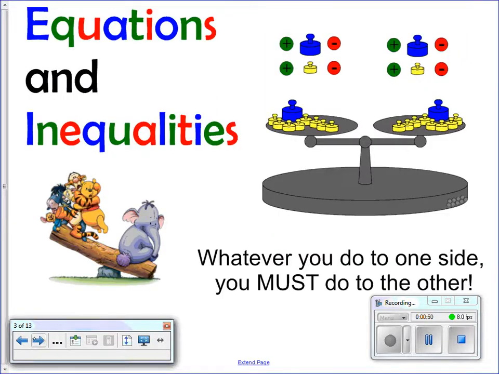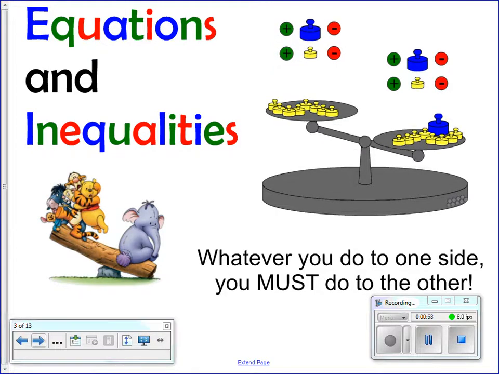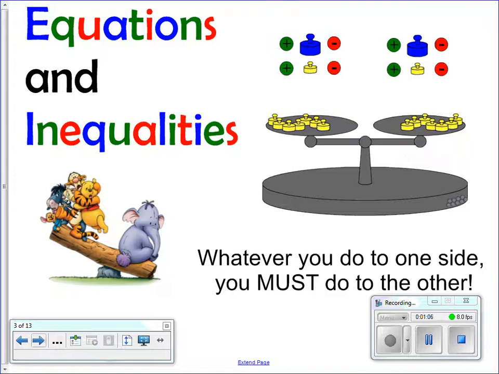Remember, with equations and inequalities, whatever you do to one side, so if I subtract a blue one from this side, and I subtract a yellow from this side, I have to come over on the other side and subtract a blue one and a yellow one to keep that scale in balance.